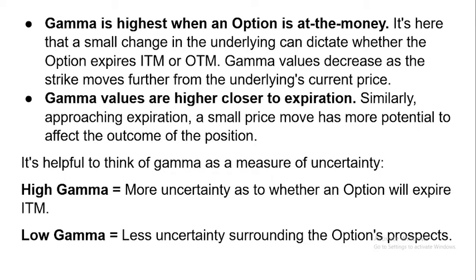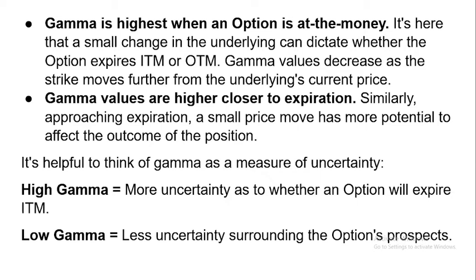Gamma is highest when an option is at the money. It's here that a small change in the underlying can dictate whether the option expires in the money or out of the money. Gamma value decreases as the strike moves further from the underlying current price. Gamma values are higher closer to expiration. Similarly, approaching expiration, a small price move has more potential to affect the outcome of the position.